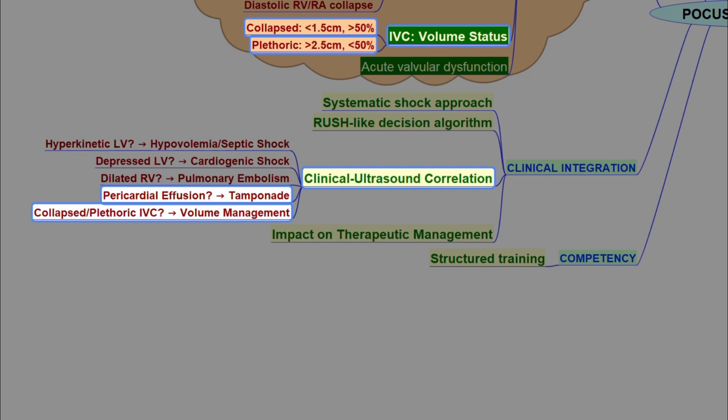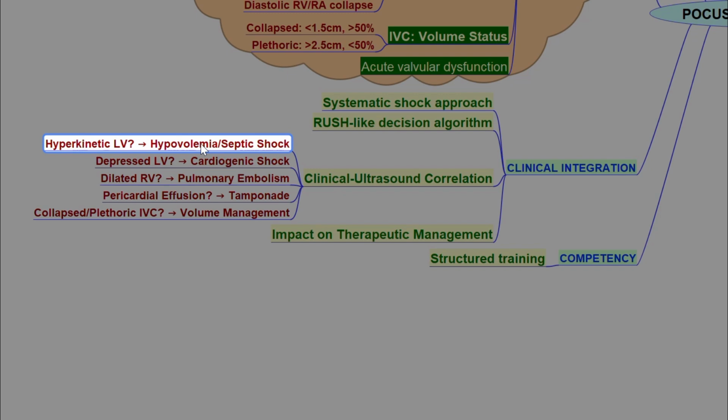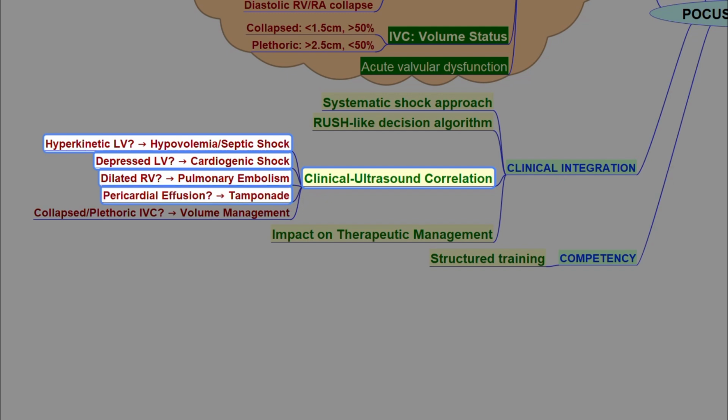So in summary, level 1 POCUS gives you an immediate visual decision. Ask yourself these 5 questions. Is the LV hyperkinetic? Is the LV severely depressed? Is the RV dilated or dysfunctional? Is there pericardial effusion or tamponade? Is the IVC collapsed or plethoric?